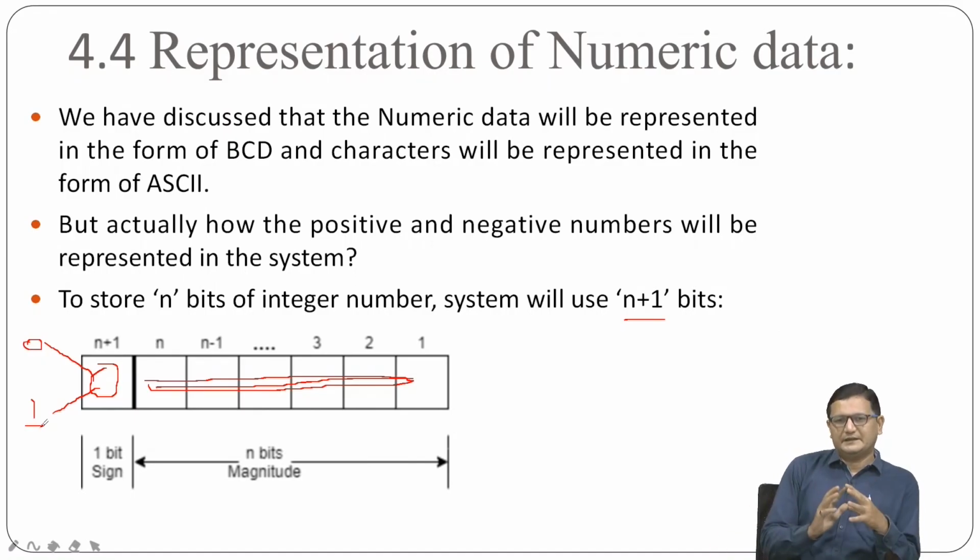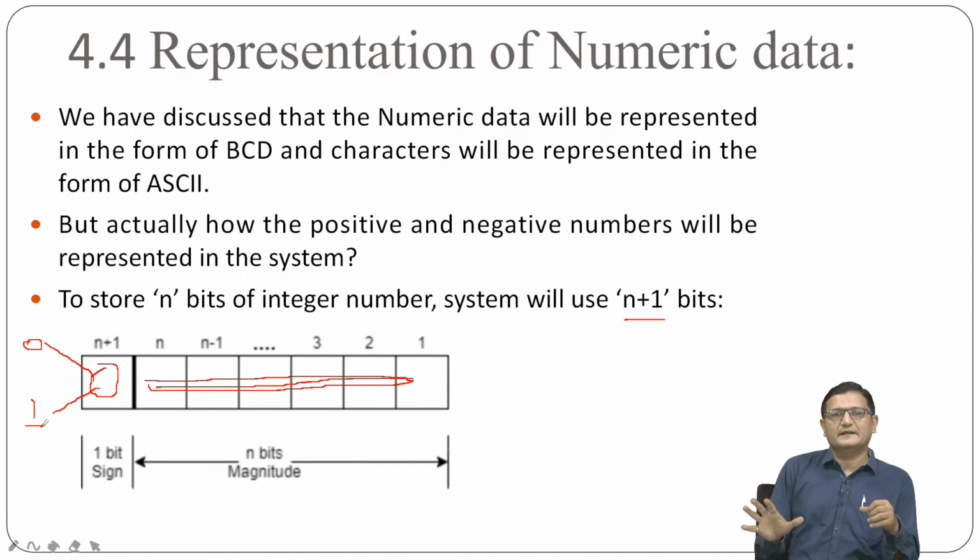Whenever you have an n-bit number, it is represented in the computer's memory using n plus 1 bits. Why 1 bit extra? Obviously to store the value we use n bits, but the extra bit is used to represent the sign, right? If the sign bit is 0, the value you are representing is a positive number. If the sign bit is 1, the number is negative, right? That value is called the magnitude, and the 1 bit is called the sign bit, okay?